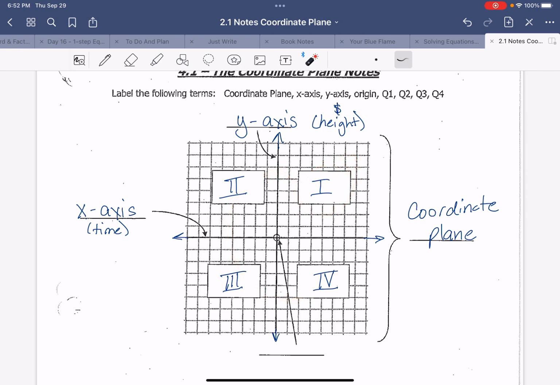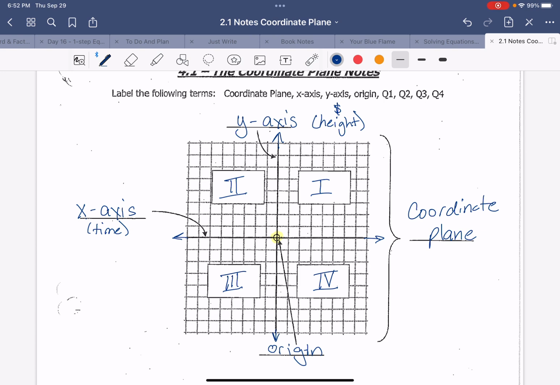Okay, and then the center right here, where you see this dot, this is called our origin. And the reason why it's the origin is because at that point is where we have our big 0. So we start at 0, either going in the x or the y axis.